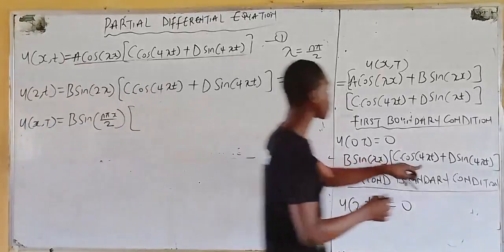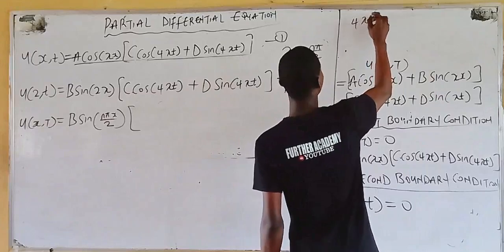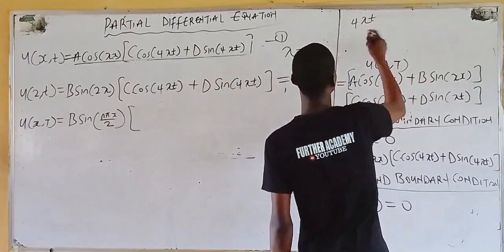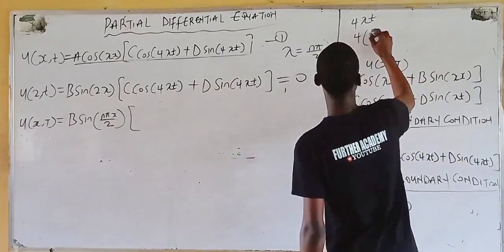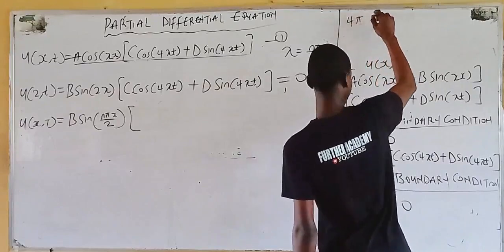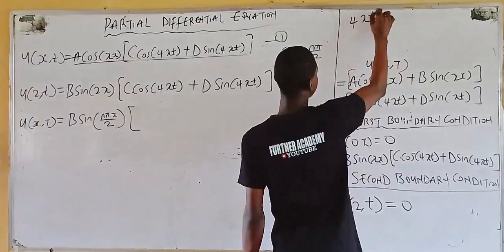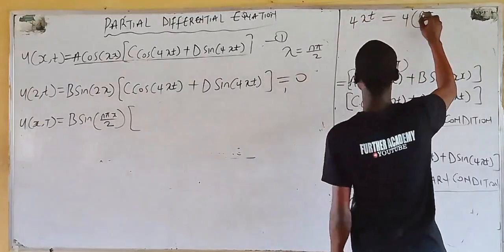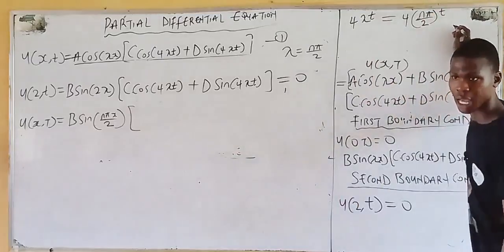Okay, also note that from here, I'm having 4 pi t, right? Which is still the same thing as 4. Okay, from here I'm having 4 lambda t, right? Which is still the same thing as 4 all into bracket n pi over 2 divided by what? T, right? Are you getting that?